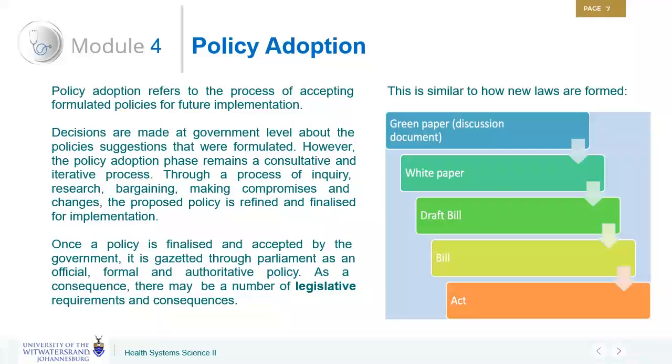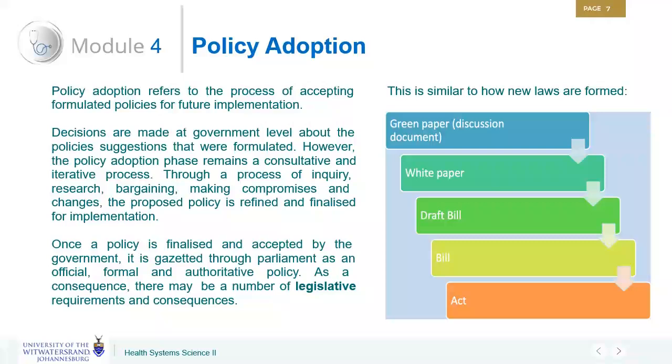However, we know that policy adoption phase remains a consultative and iterative process. So we sometimes have to go back, and we might even have to readdress the scope of the problem. Through a process of inquiry, through ongoing research, through bargaining or making compromises, and very often making changes to a policy, a proposed policy is therefore refined and finalized so that the implementation will be as seamless as possible.